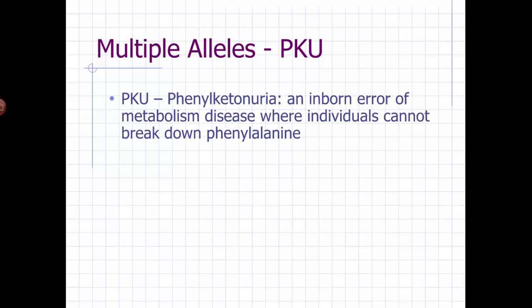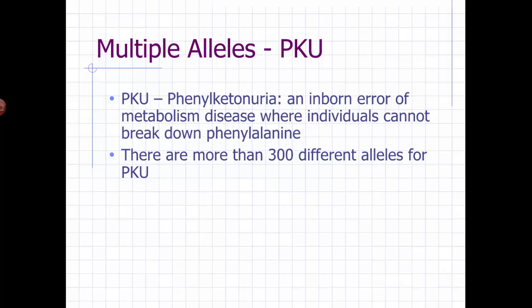Perfect example is this disease called phenylketonuria. Phenylketonuria is a disease in which you don't produce an enzyme that is necessary to break down the amino acid called phenylalanine. If phenylalanine builds up in the body, you can't break it down. It starts to build up and often builds up in the brain. There are more than 300 different spellings of the gene that controls phenylketonuria. 300 different versions of the spelling.